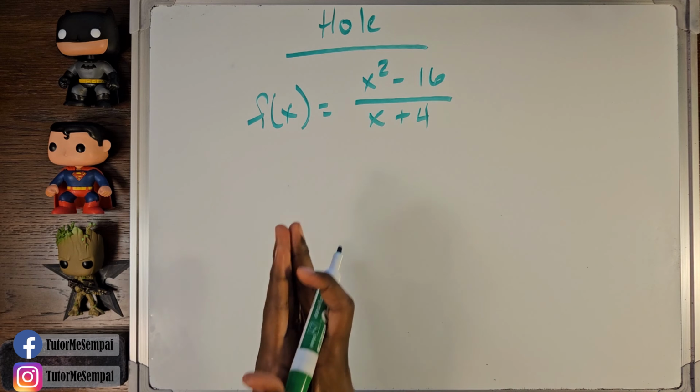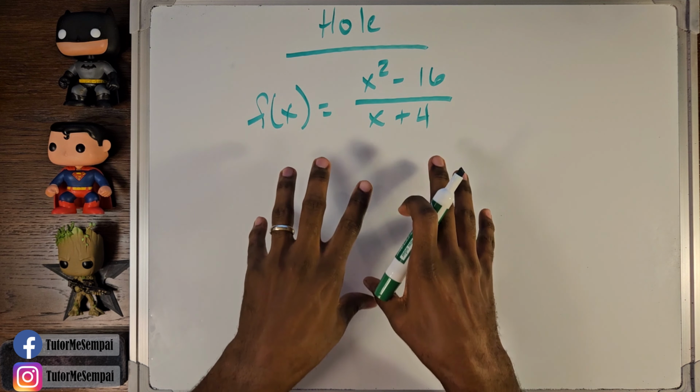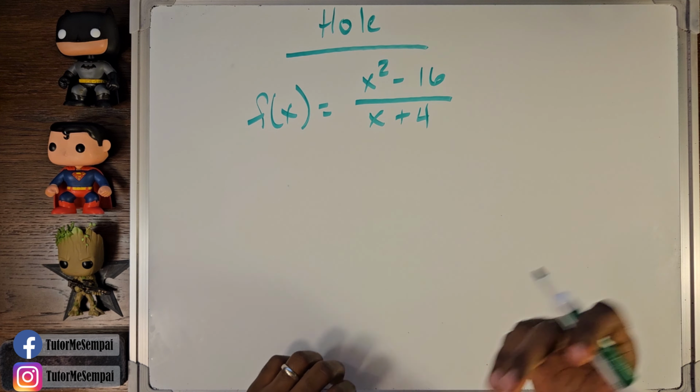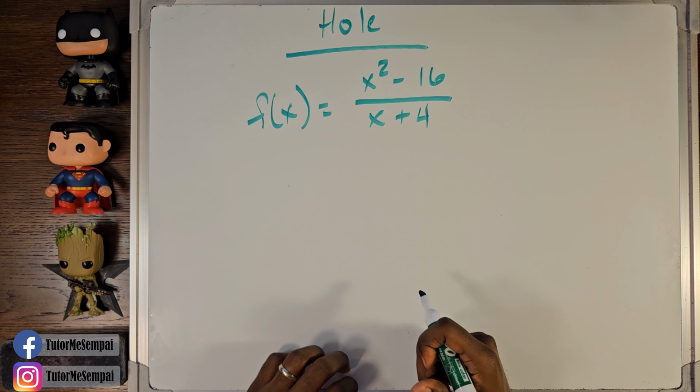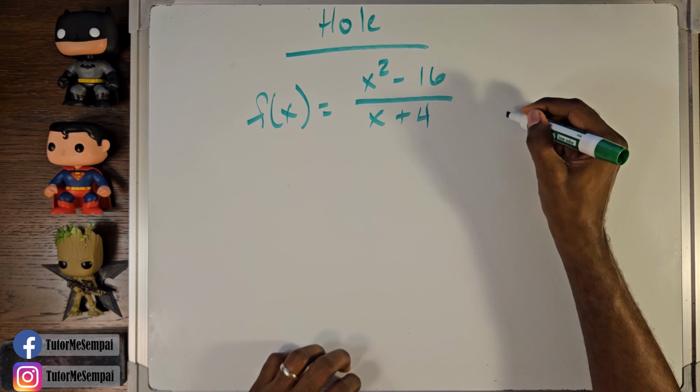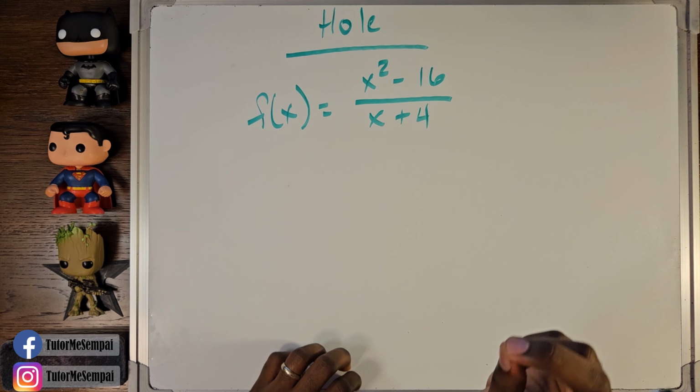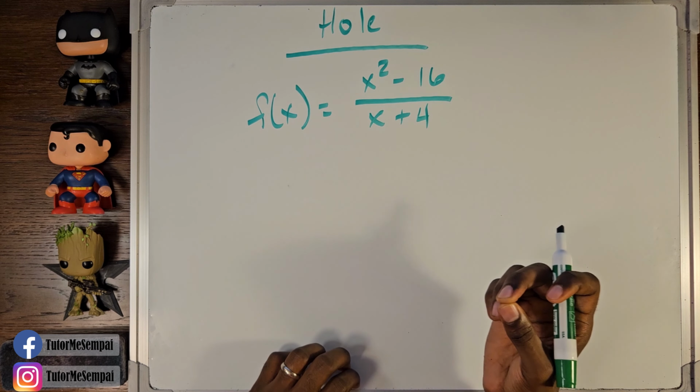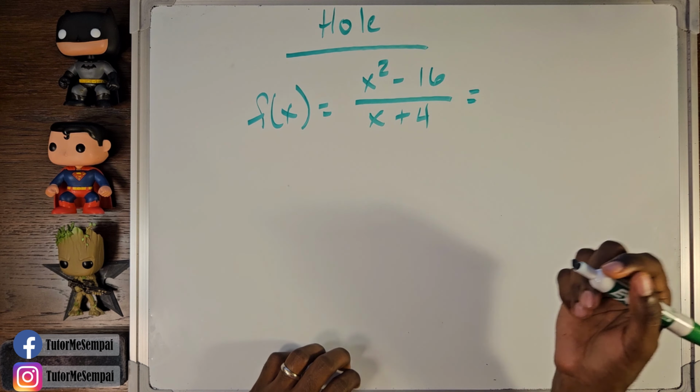So when talking about your hole discontinuity, most of them are probably going to look just like this. Now, what makes this a hole discontinuity? Well, your hole discontinuity is going to be where your denominator equals 0. However, it can be removed. Now, how is this going to be removed?